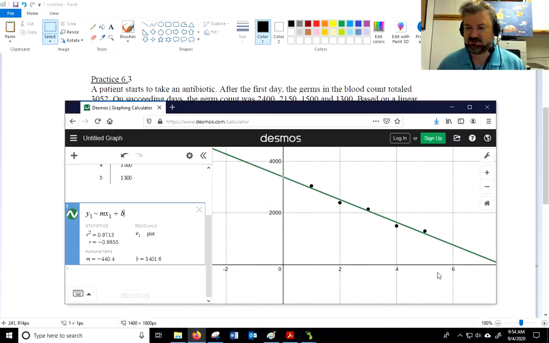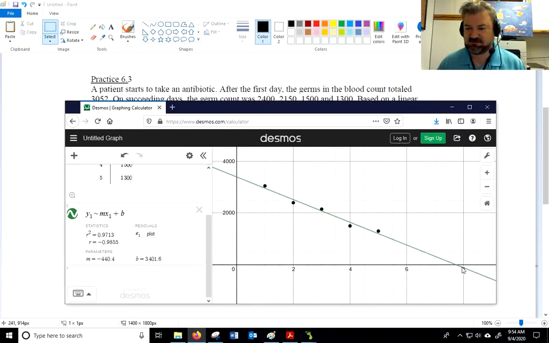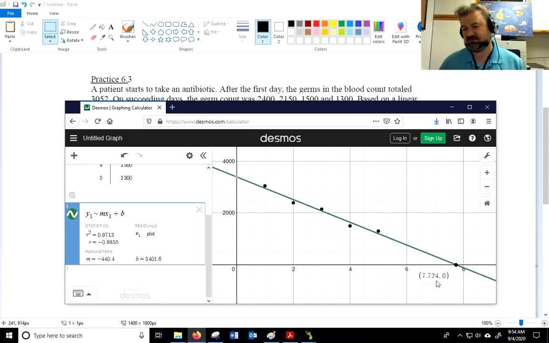We could actually use Desmos now to see how many days. So that's the 7th day of taking medicine, sometime during that 7th day. I guess I would take it at least 7 days, maybe 8, but probably 7 would be enough. I don't know enough medicine to tell you what to do there. So 7.724 is the value of days that would eliminate the germs. I'm thinking you take it on the 7th day and it's going to work all day, so that probably is enough.